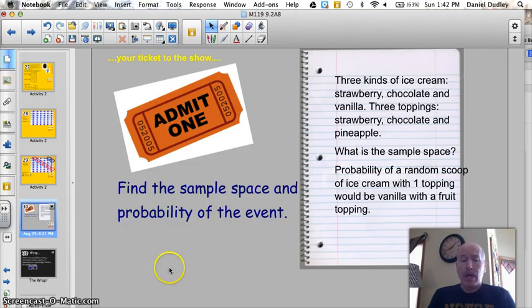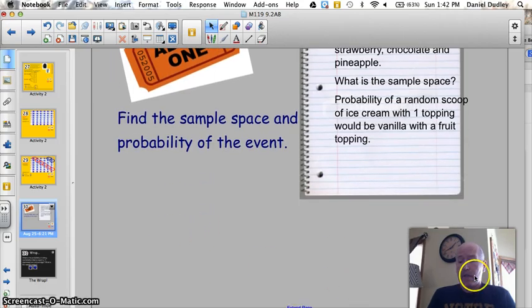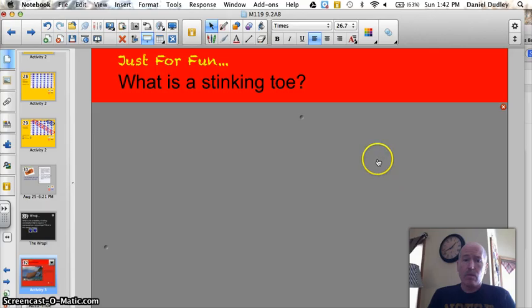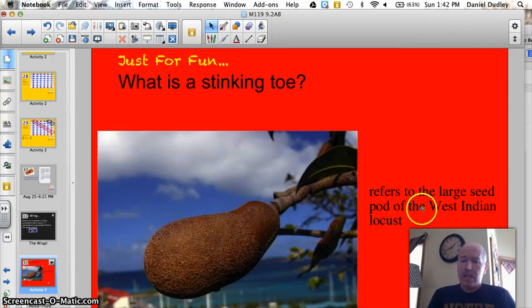Okay, thank you, and let's get to the trivia question. Our just for fun question is, what is a stinking toe? It actually refers to a large seed pod of the West Indian locust. Kind of cool, huh?